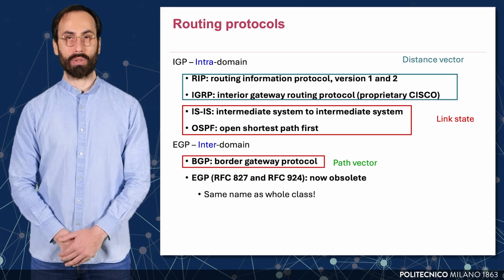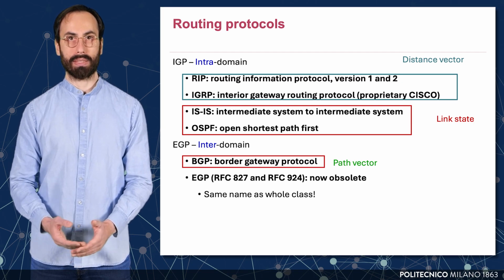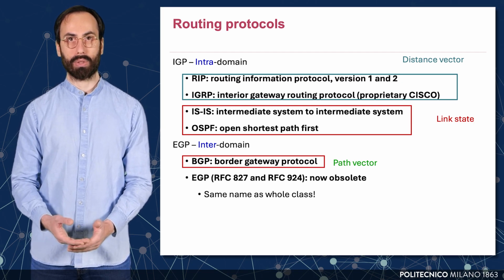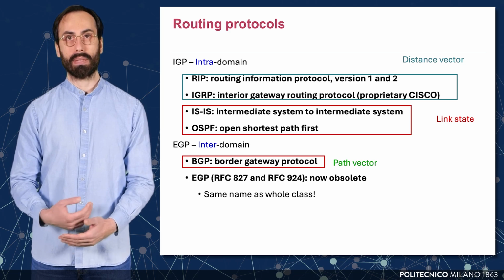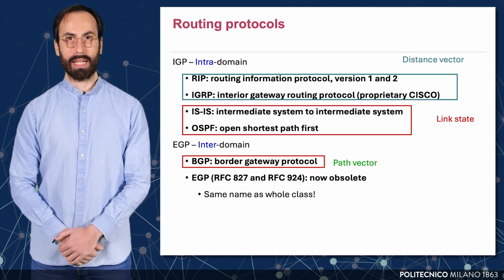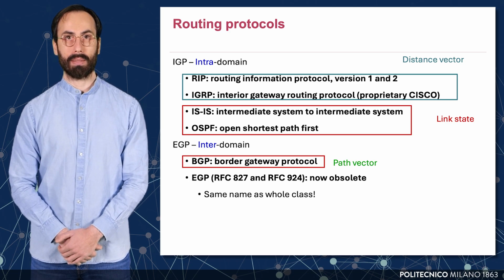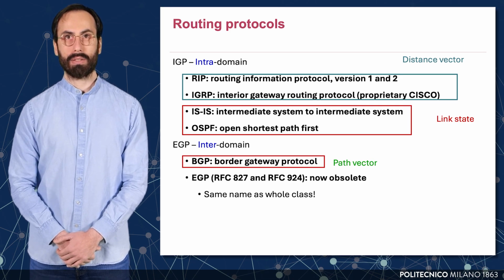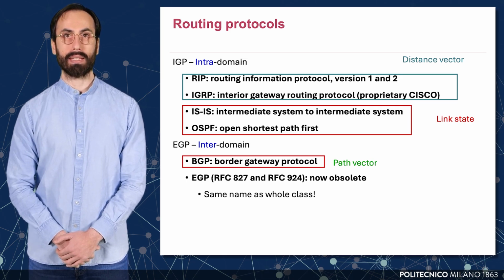EGPs operate across autonomous systems. The most prominent example is BGP, the Border Gateway Protocol, which adopts the path vector approach. Unlike distance vector or link state protocols, BGP exchanges path information, including the list of ASes traversed, to ensure policy-based inter-domain routing.